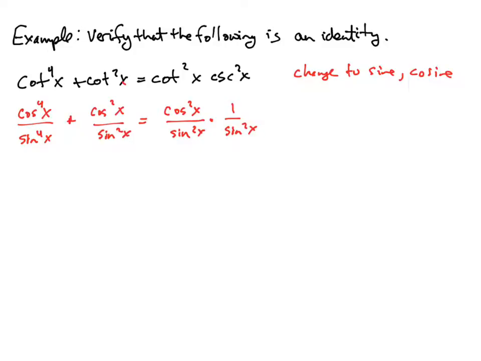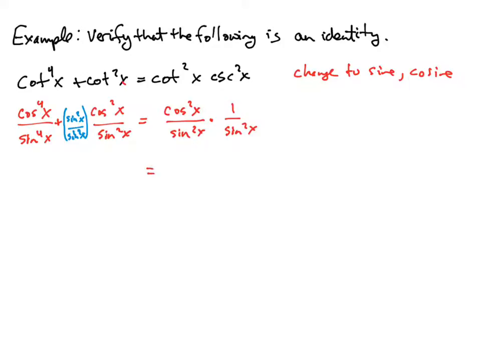Okay, let's see, on the left hand side, why don't we get a common denominator here? So I'm going to get one term, and the reason is because we have one term on the right hand side, so let's get this down to one term on the left hand side. To get a common denominator, I'm going to multiply the numerator and the denominator by sine squared.